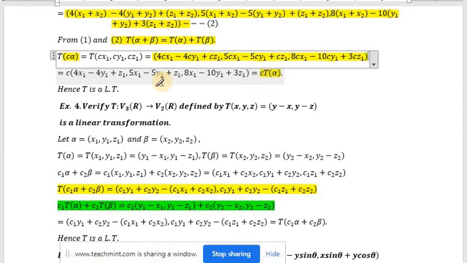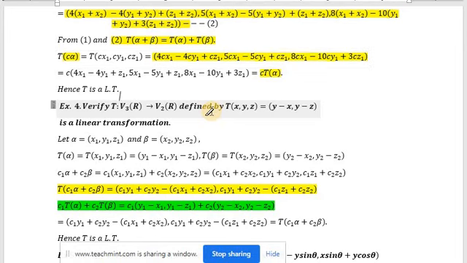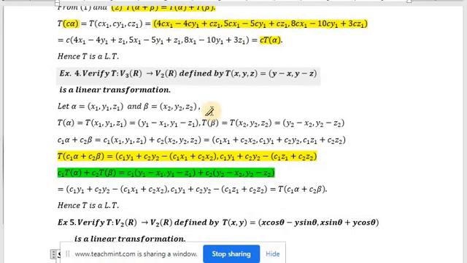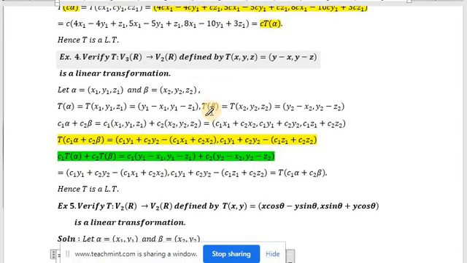Now let us take up another problem, and we solve the fourth problem by using the combined property. See, for these three problems we have used T of C alpha is equal to C into T alpha, and T of alpha plus beta is equal to T of alpha plus T of beta. Two conditions we have satisfied. Now the fourth problem we work out by using the combined property of the linear transformation, that is T of C1 alpha plus C2 beta is equal to C1 T alpha plus C2 T beta. That we have to prove.